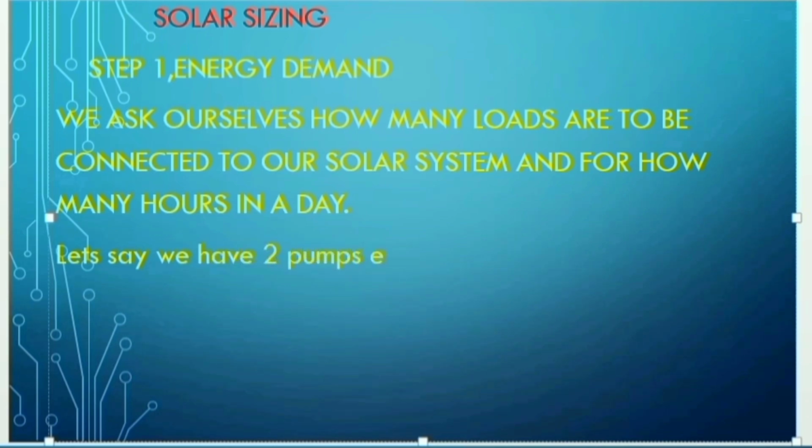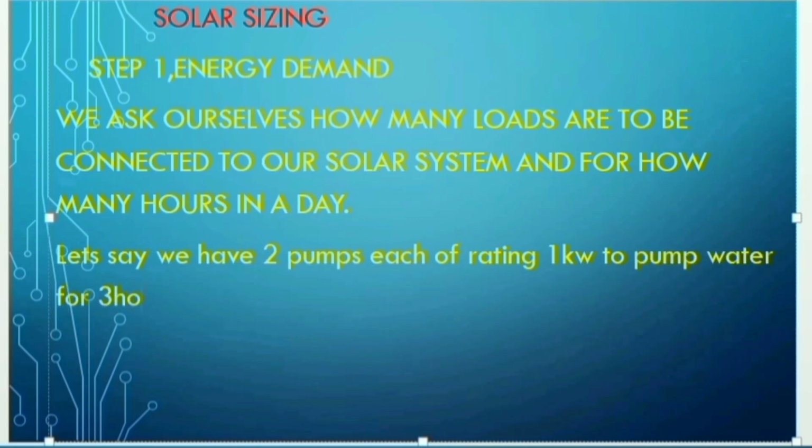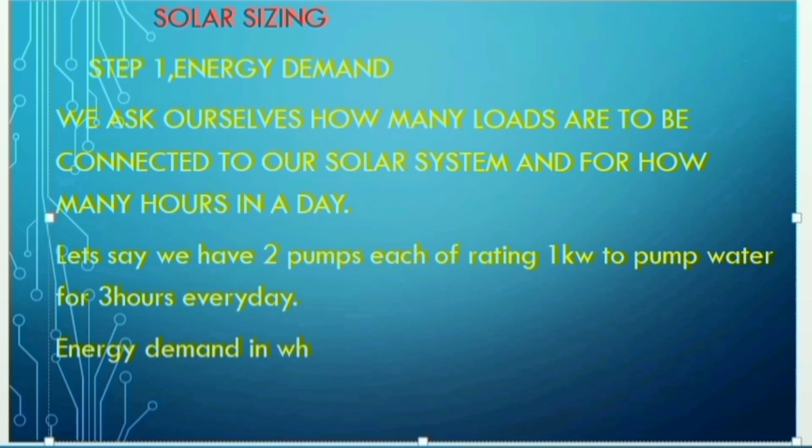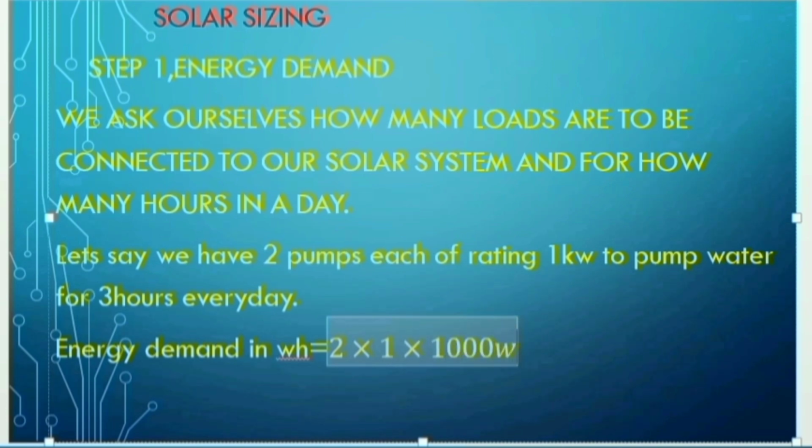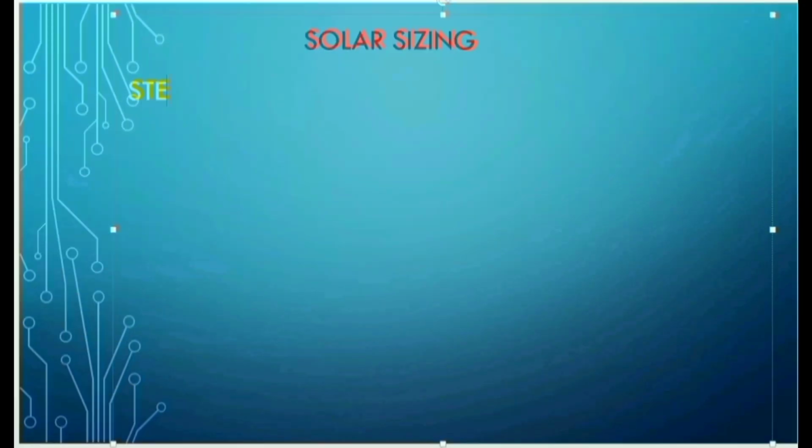Let's say we have two pumps, each operating 1 kilowatt, which will be pumping water for 3 hours in a day. Our energy demand, in watt hour, will be given as 2 pumps times 1 kilowatt, changing to watts, we multiply by 1000 times 3 hours, which will give us 6000 watt hours. That is our energy demand.